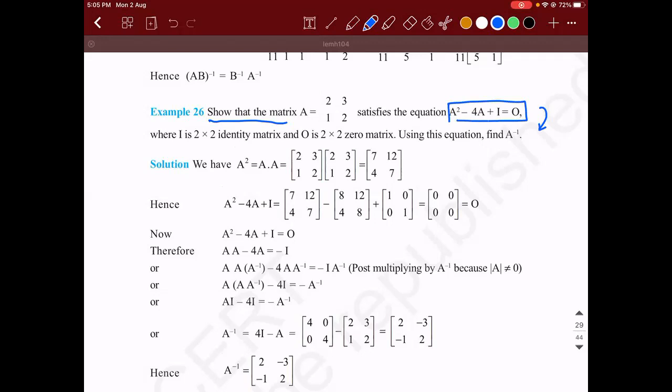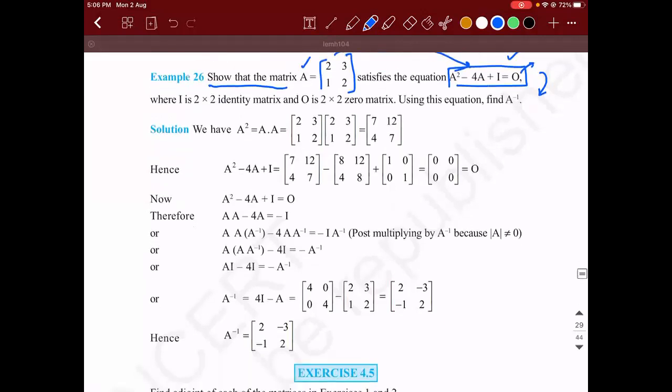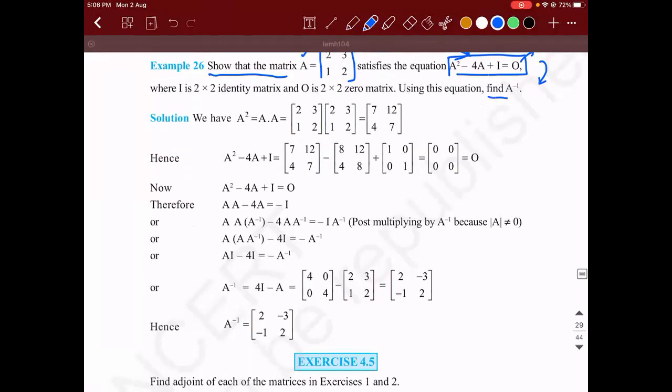See, one thing. Read the question, no? Show that the matrix A = [2, 3; 1, 2] satisfies this given equation. I hope you know how to verify, right? First find A square, then A is there, I stands for the identity matrix. Take all these things and substitute it here. You're supposed to get a zero matrix. If you get it, yes, well and good, it is accepted. Now, using this, they will ask you to find A inverse.